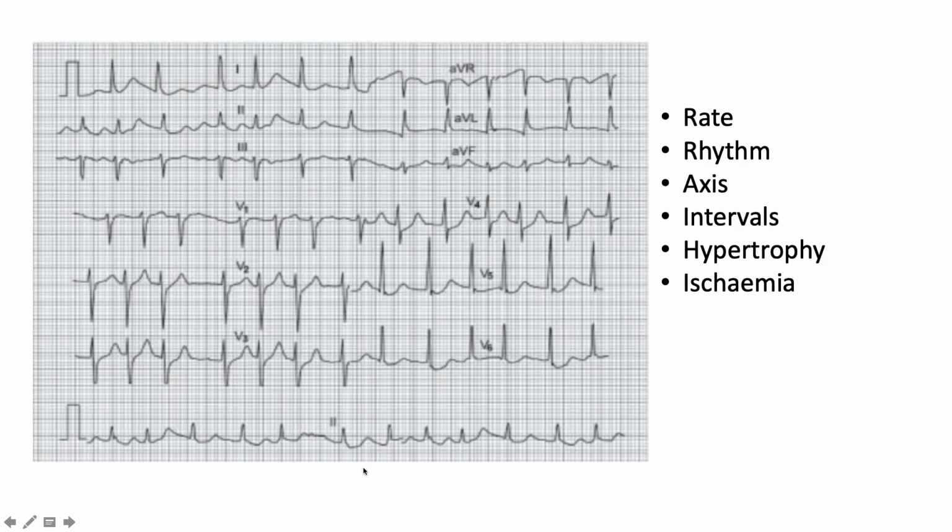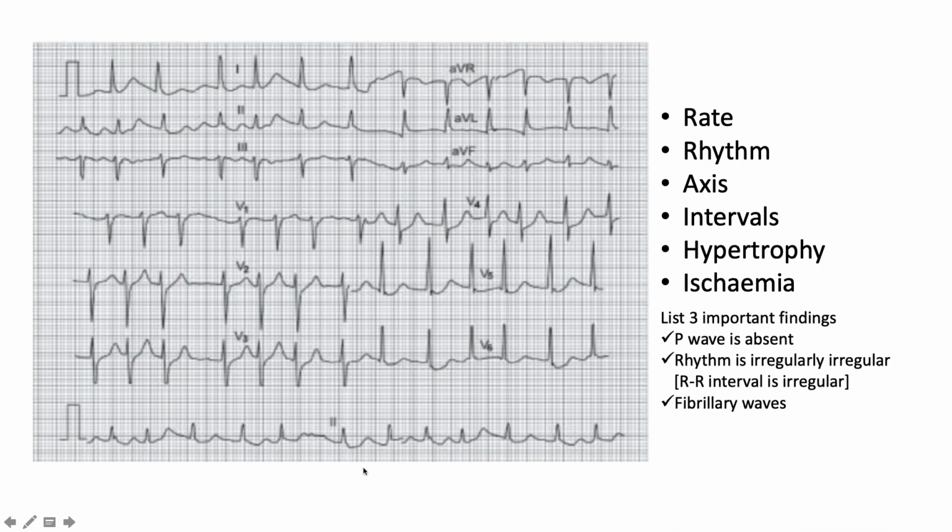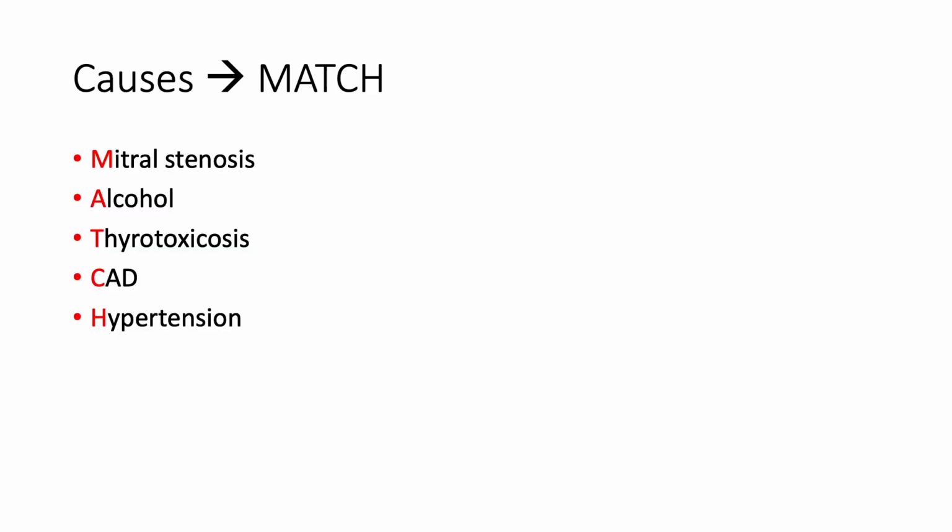This is definitely atrial fibrillation. So we find that the P waves are absent, the rhythm is irregularly irregular, in that the RR interval is irregular, and there are fibrillary waves. Causes of atrial fibrillation, my friends, most commonly in clinical practice is according to this mnemonic MATCH.